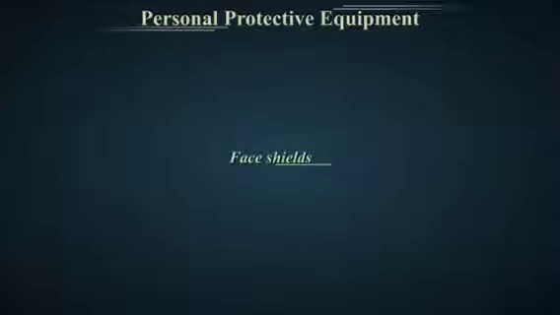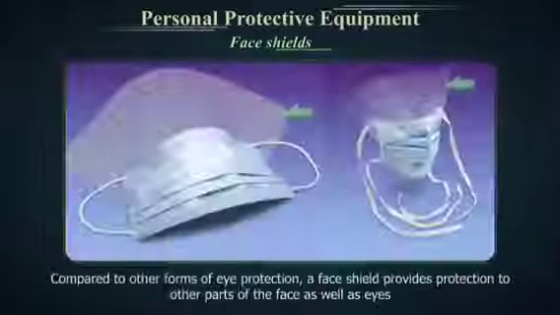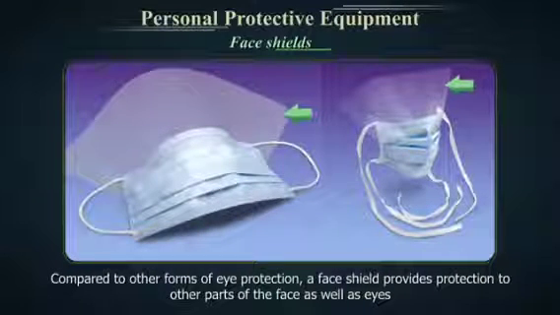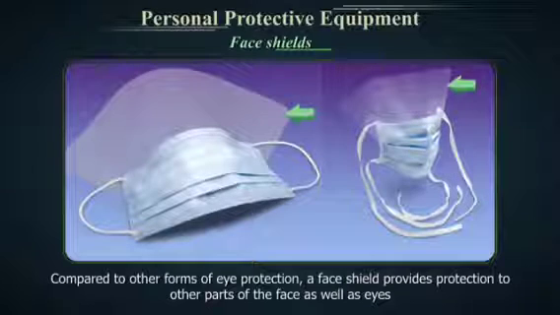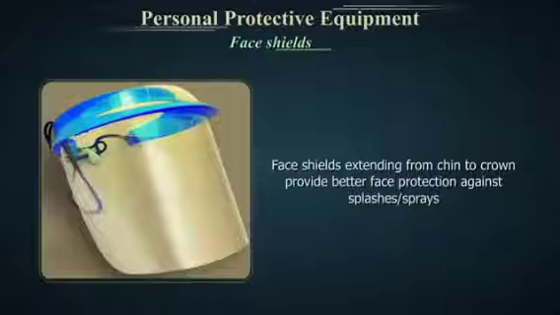Face shields. Use face shields, which are single-use or reusable, as an alternative to protective eyewear. Compared to other forms of eye protection, a face shield provides protection to other parts of the face as well as the eyes. Face shields extending from chin to crown provide better face protection against splashes or sprays.